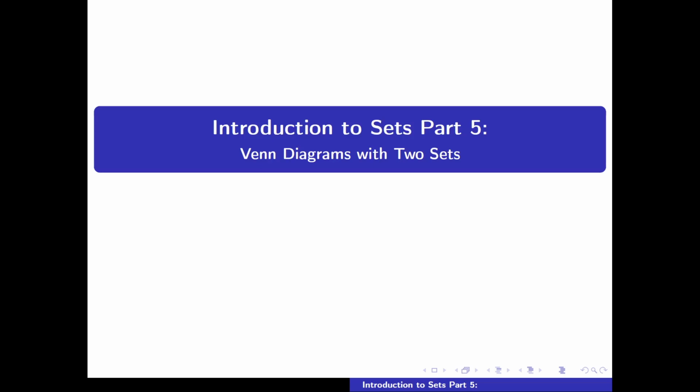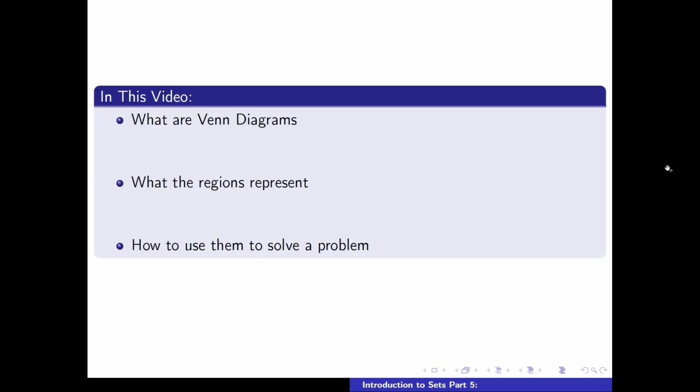Today we're going to continue our multi-part series on the Introduction to Sets. This is video 5. And in this video we're going to be doing Venn diagrams with two sets. So in this video we're going to describe what Venn diagrams are, and then the regions that are contained within the Venn diagrams, what they represent, and how to solve a problem using Venn diagrams.